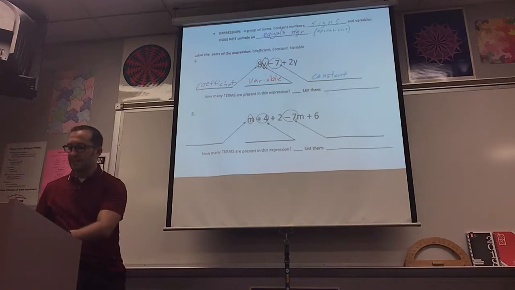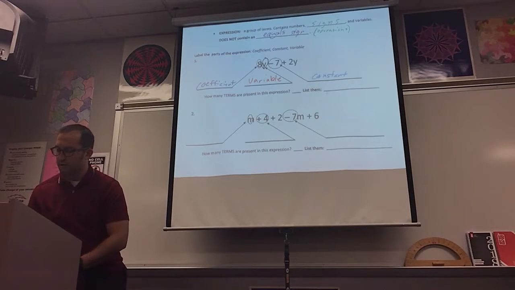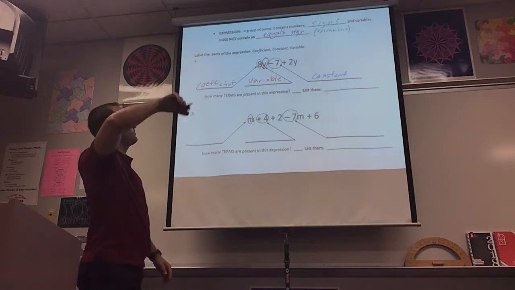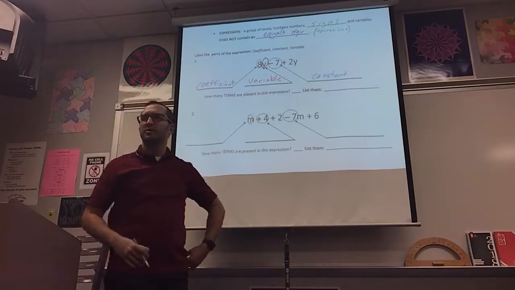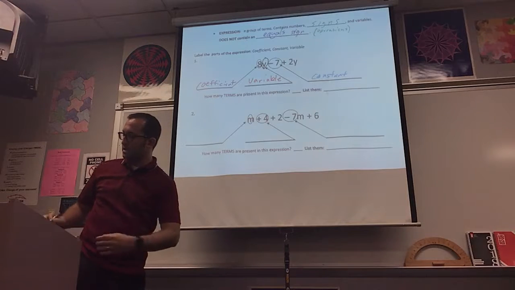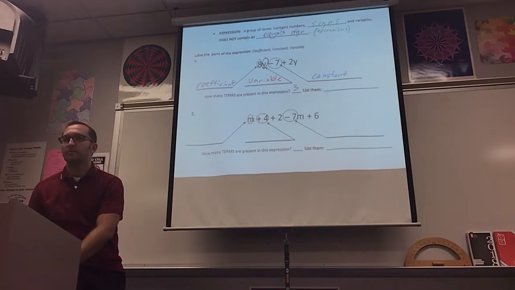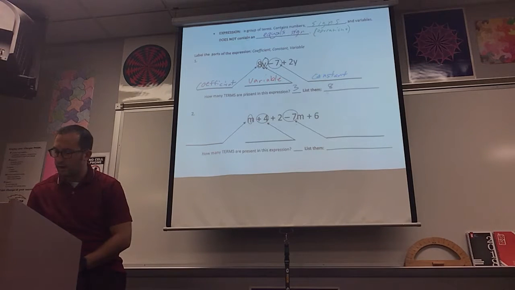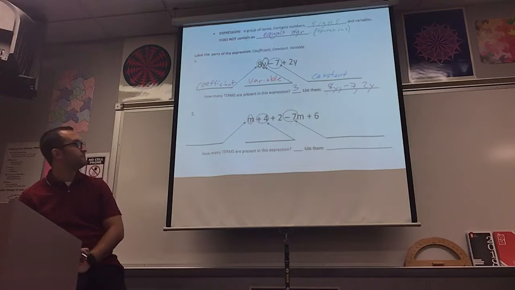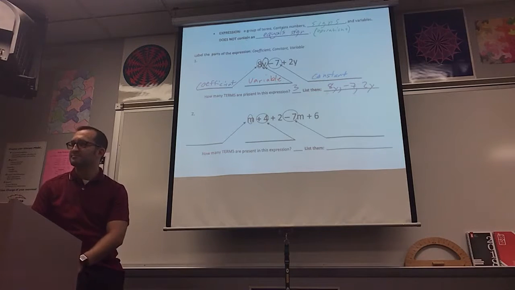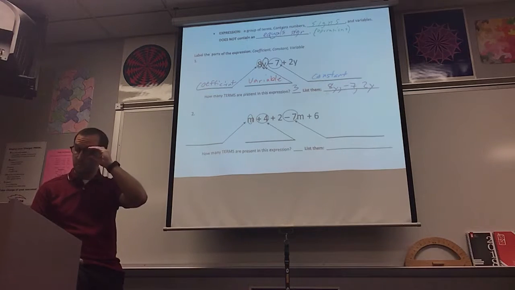All right? How many terms are there in this expression? If we were to use the circle method and circle everything in between the terms, how many terms are there? Hannah? There are 3 terms. Those terms are 8y, -7, and 2y. Positive 2y, right? Positive 8y.